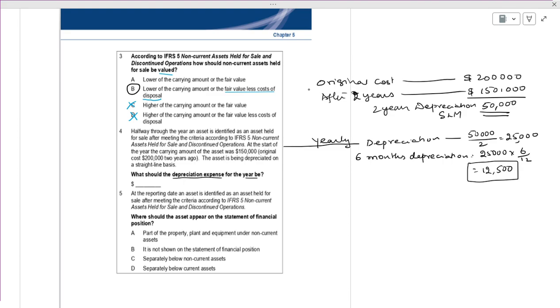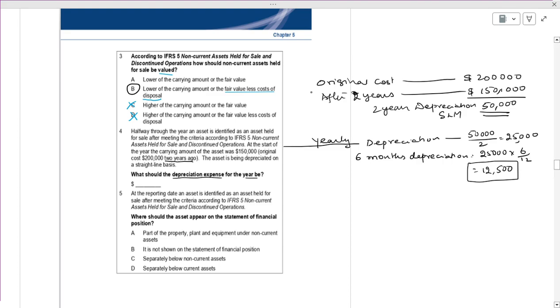Understand? Again I will explain. See, this is not a tricky question. This is what we are doing in our jobs. Original cost is 200, 2 years ago. Fine. Beginning of the year, how much? Beginning of the year is 150.